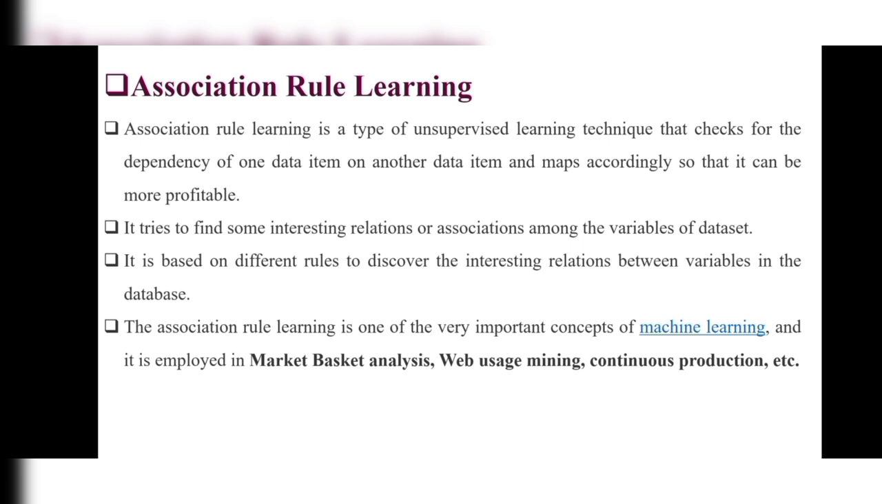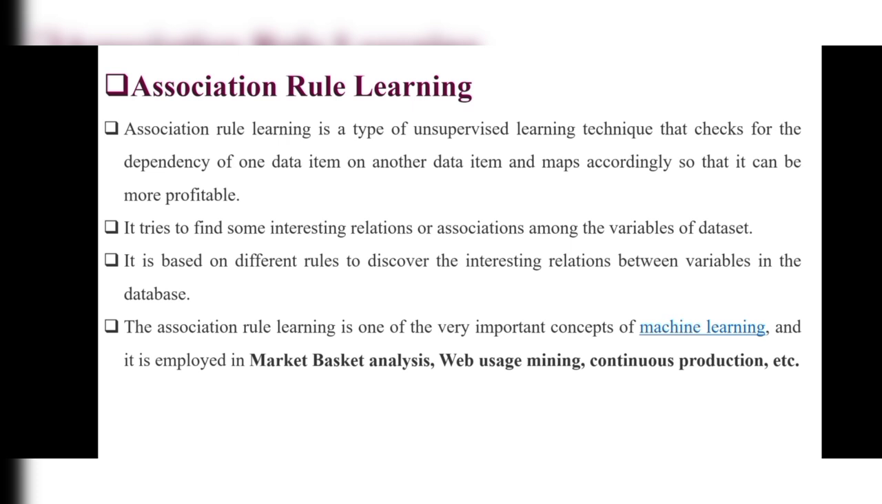Association rule learning is a type of unsupervised learning technique. That means it doesn't contain labeled data, it contains only unlabeled data. It checks for the dependency of one data item on another data item and maps accordingly so that it can be more profitable.